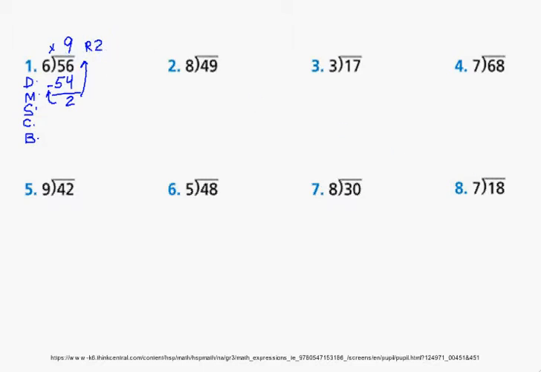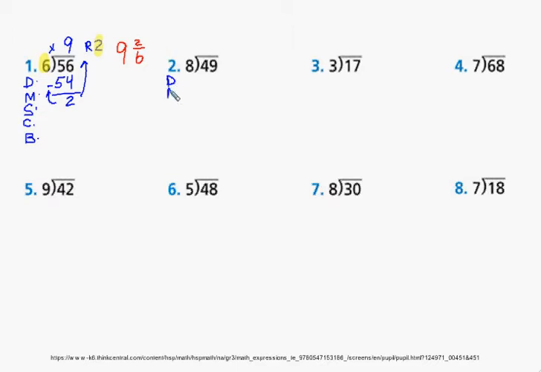To write it as a mixed number, we write 9 and we use the remainder and this number. Kind of picture what it looks like. It almost kind of looks like it's a fraction because this could kind of be like that fraction bar. So we write it as 9 and 2/6. Just like that. Let's try the next problem.